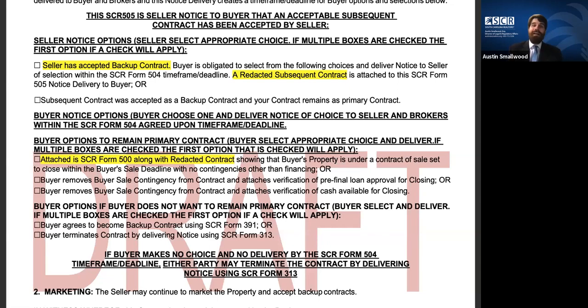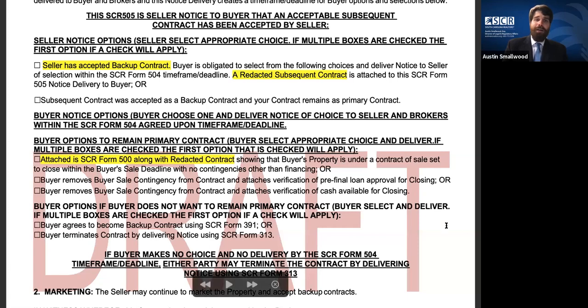And by the way, here's a redacted copy of that backup contract, so you know that I actually accepted a backup contract. Again, with redactions, as much redaction as possible, only the absolute necessary information. Give a call to the hotline or your attorney if you have any questions. Or the other option could be the seller says, hey, I accepted a backup contract, but I still like yours more. So you're still in primary position, but I just kind of want to let you know that I have a backup contract on this house. So those are the 2 seller options.